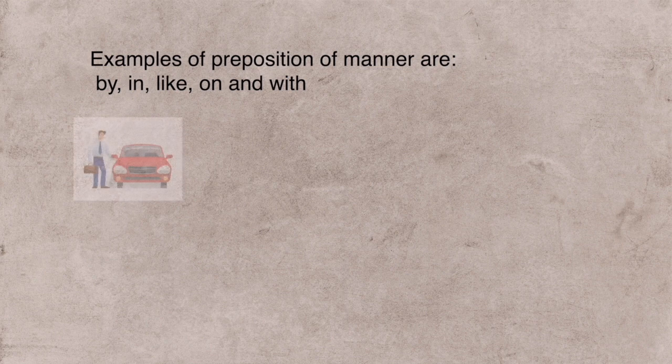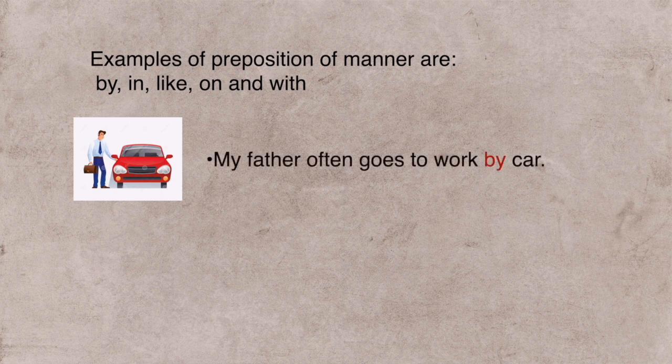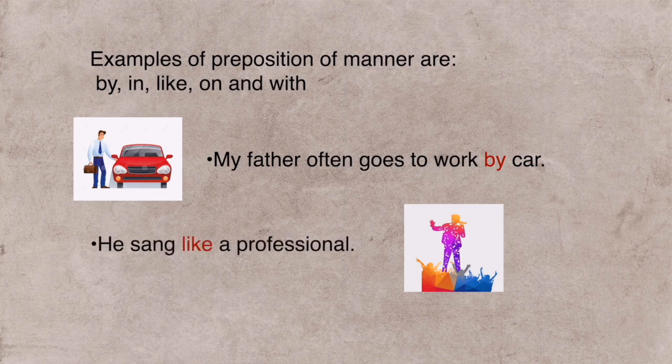My father often goes to work by car. How does my father go to work? By car. The next sentence, he sang like a professional. How did he sing? Like a professional. So these two prepositions denote the way in which the action was done or the manner in which it was done. So they are called prepositions of manner.